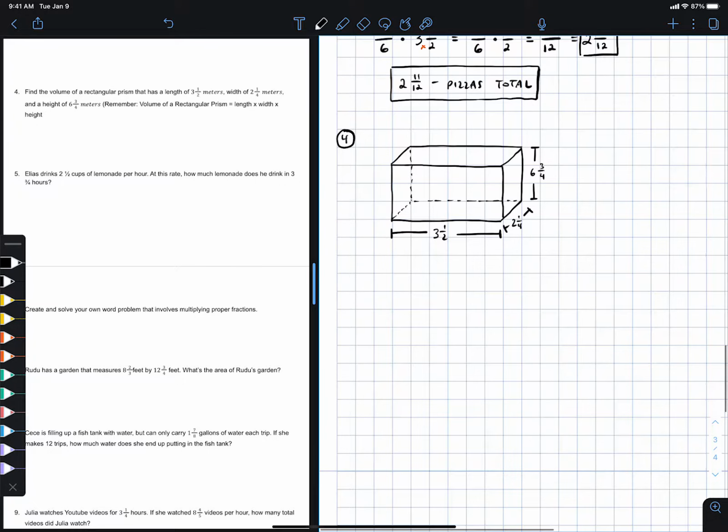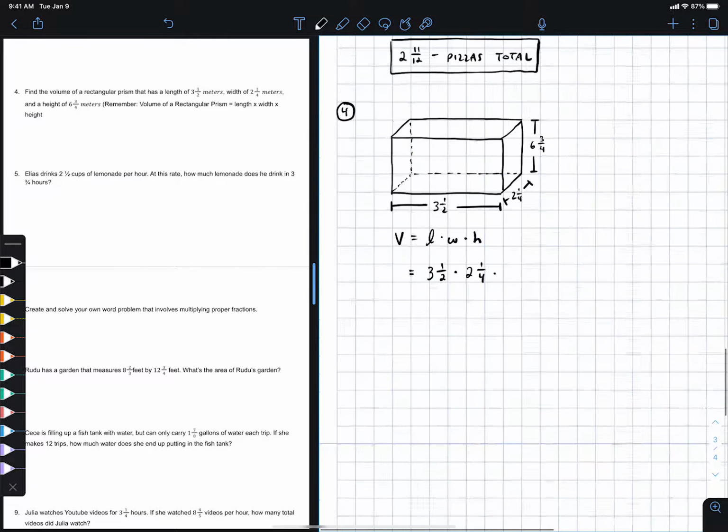And so volume is pretty straightforward for all rectangular prisms. Volume is going to be equal to the length times the width times the height. It's kind of given in the problem over to the left. You can take a peek. So to figure out the volume, you just have to take the length, which is 3.5, multiply by the width, which is 2 1/4, and then multiply that by the height, whoopsies, which is going to be 6 3/4.